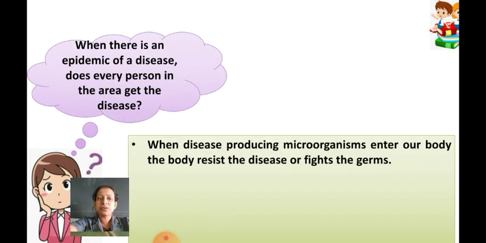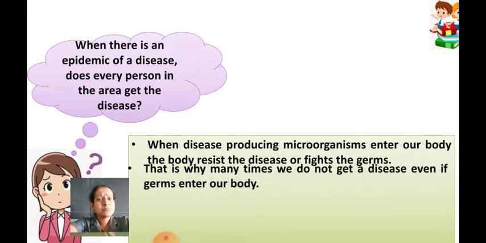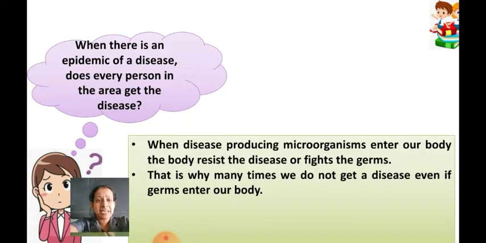That is called the disease resistance capacity of the body. When disease producing microorganisms enter our body, the body resists the disease or fights the germs. So not all people will get the epidemic of a disease. That is why many times we do not get a disease even if the germs enter our body, so you should remember that. All the time so many microorganisms must be entering our body. That means we should be sick all the time, correct? But that does not happen, because our body is able to fight against the disease causing microorganisms.